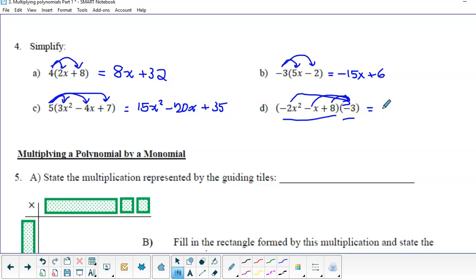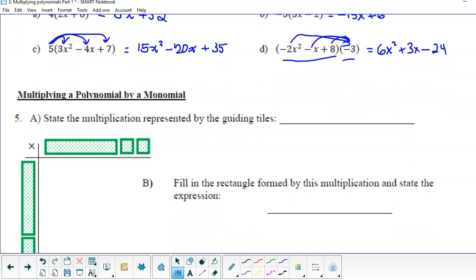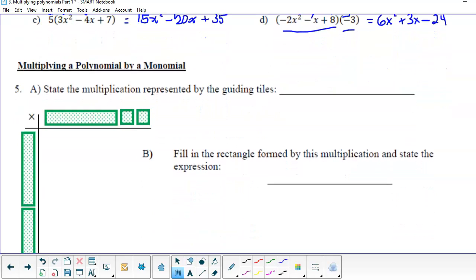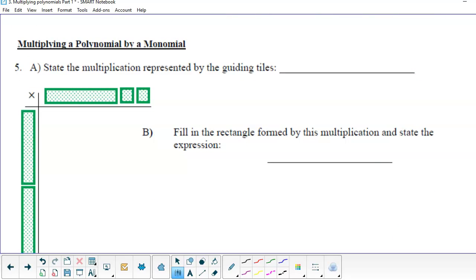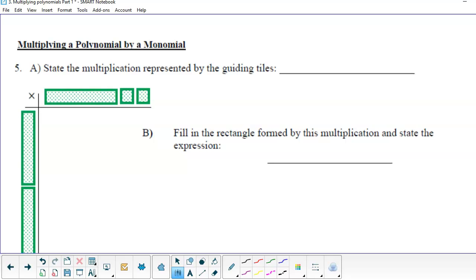Get -3 times -2x squared is +6x squared. x times -3 is +3x. And 8 times -3 is -24. All right, so that was by a constant. Now we're just going to have it be a monomial. So there might be a variable in that factor out front.